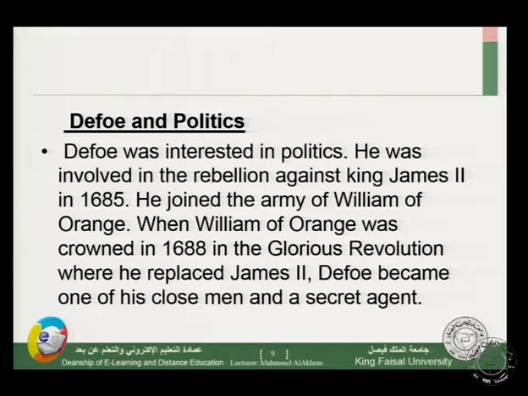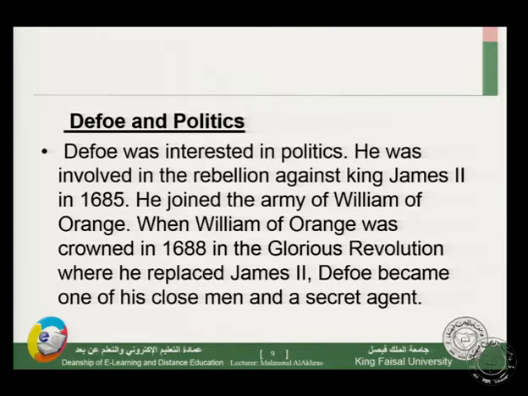Defoe and politics. So we have seen his early life, his business. Now let's see Defoe and politics. Defoe was interested in politics. He was involved in the rebellion against King James II in 1685. He joined the army of William of Orange when William of Orange was crowned in 1688 in the Glorious Revolution, where he replaced James II.